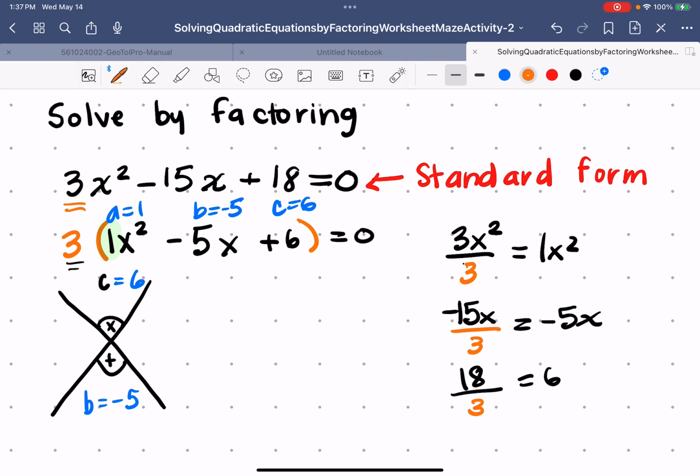Well, the only way to get a positive 6 is if I have a positive times a positive or a negative times a negative. And only a negative times a negative will add up to a negative number. So I could have, let's say, negative 6 times negative 1. Well, that doesn't add up to negative 5. What about negative 2 times negative 3? Yeah, that adds up to negative 5. So those are my two numbers.